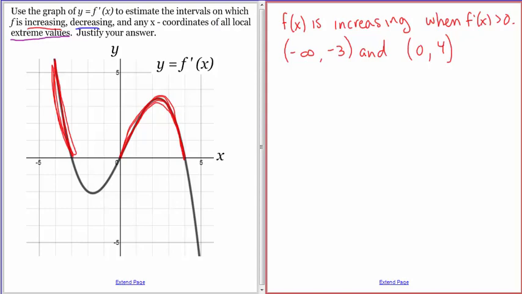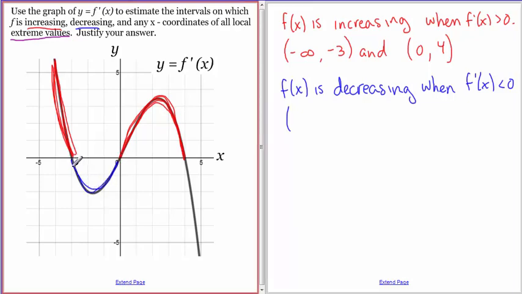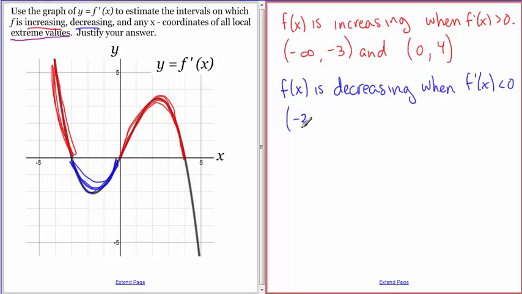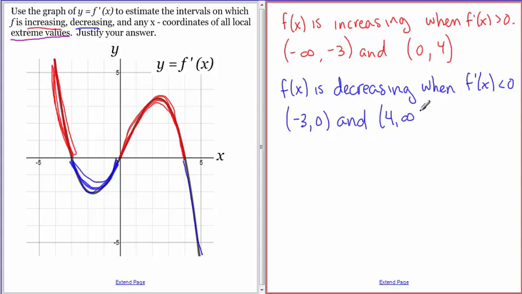Now we need to do decreasing. We are decreasing when our derivative is less than 0. Okay. So where is this actual derivative less than 0, meaning negative? We are decreasing from -3 to 0 and from 4 to infinity.